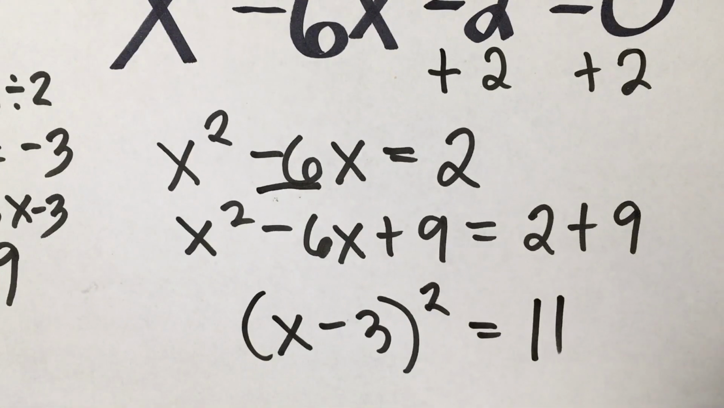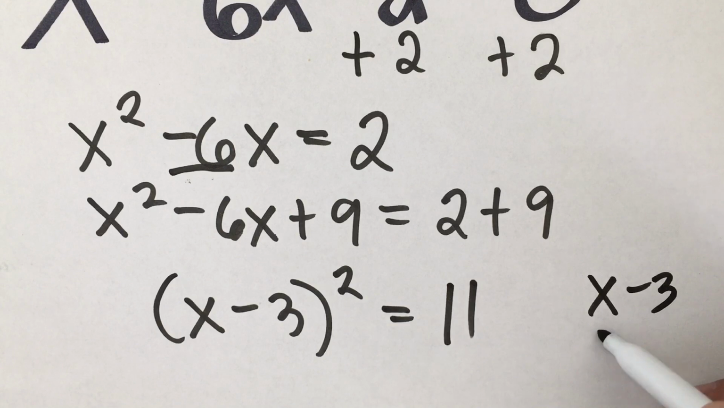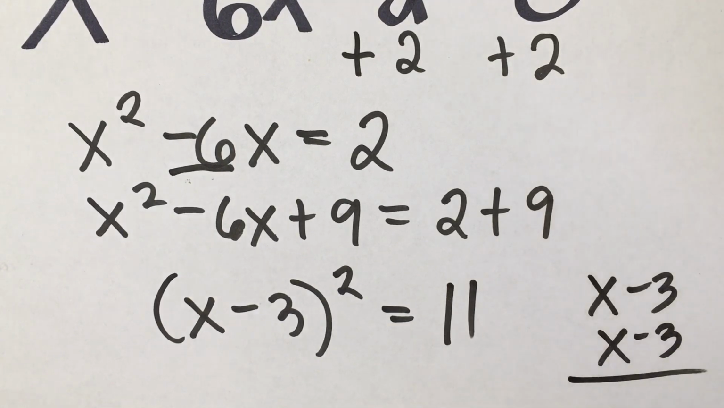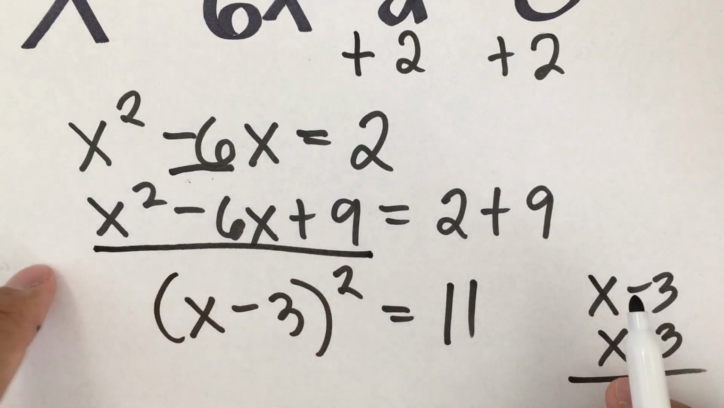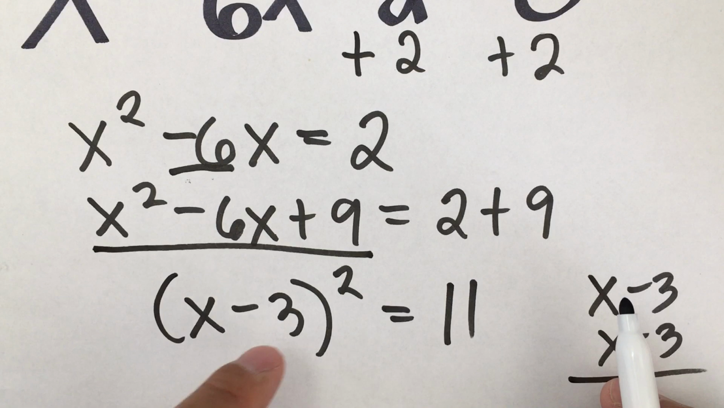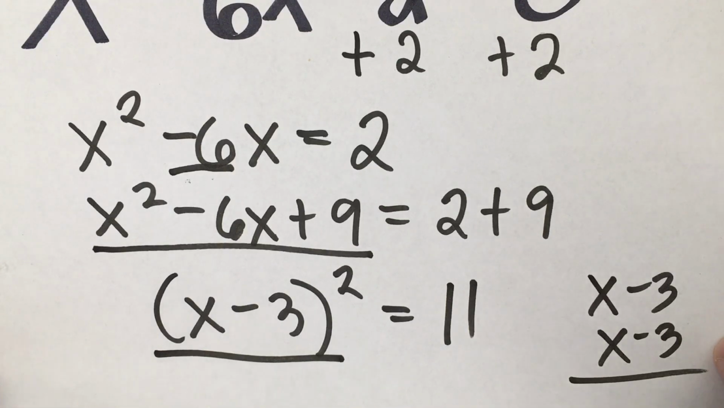If you're going to check whether this equation is correct, all you need to do is multiply x minus 3 times x minus 3. And if this turns out to be the same equation as what you had in here, therefore your squared equation is correct.